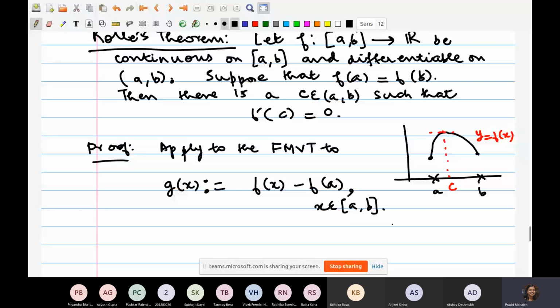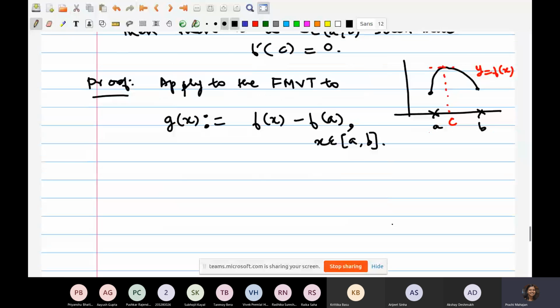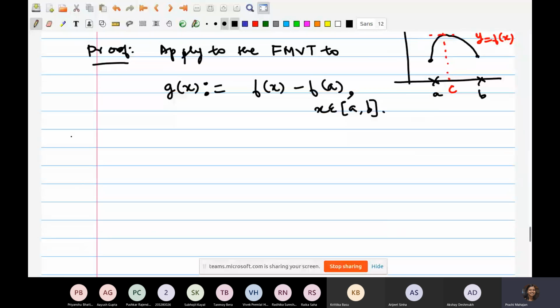Everybody with me up till this point? Yes, ma'am. Okay. All right. Sorry, this is Rolle's theorem. Now the next thing is the second mean value theorem, also called Lagrange's mean value theorem, or the mean value theorem, whichever you want to call it.